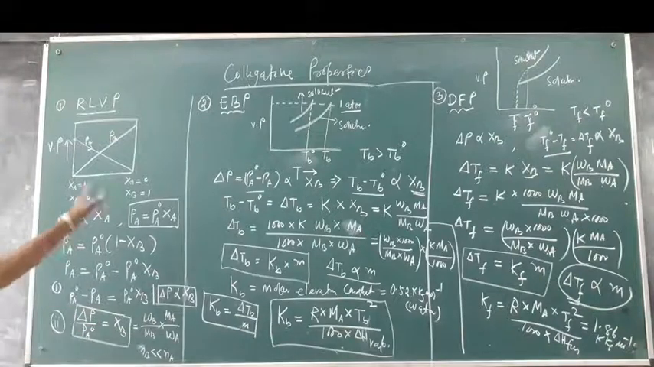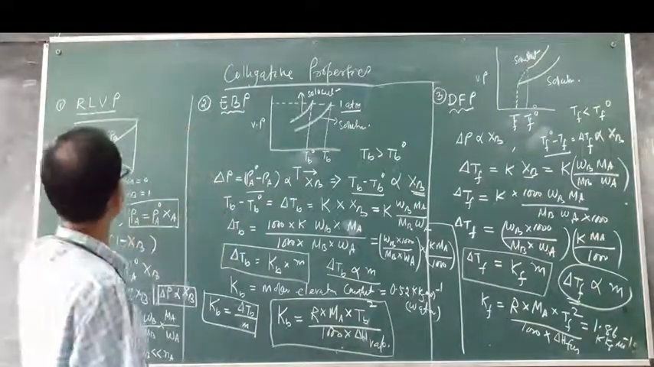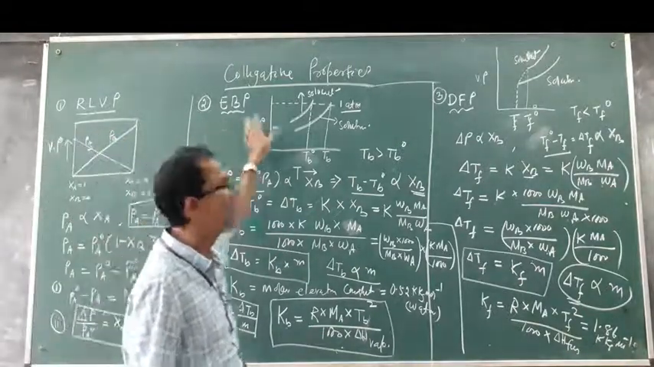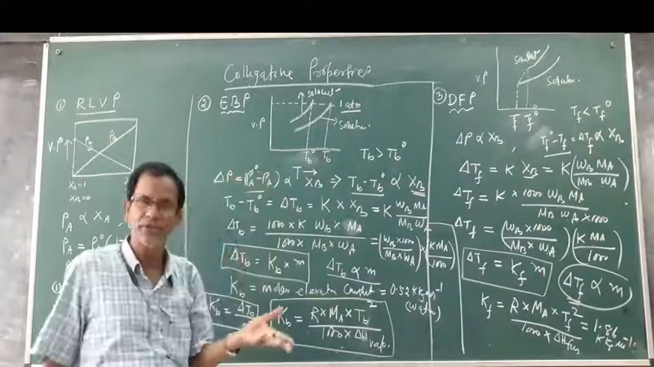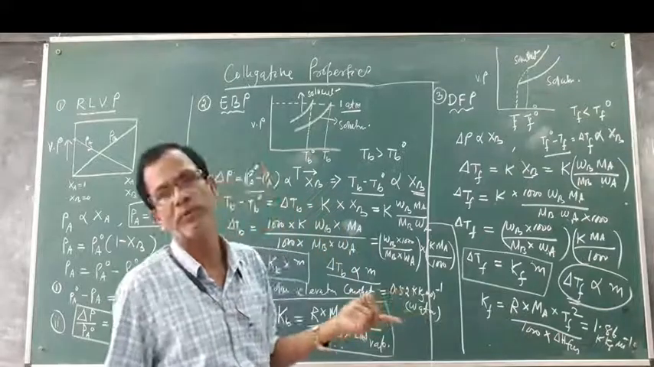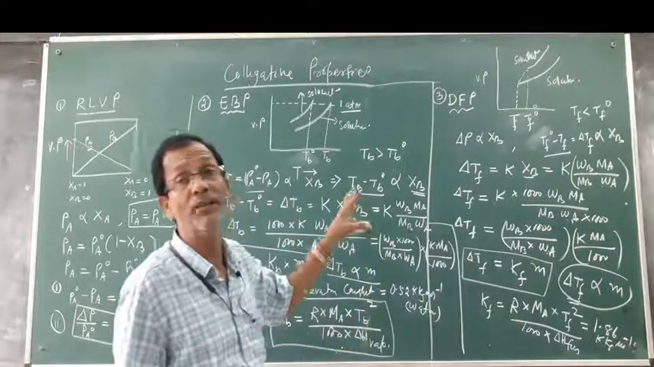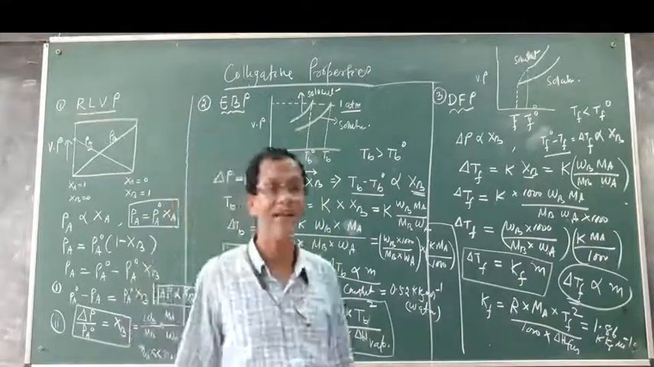So these are the three important colligative properties of a solution: relative lowering of vapor pressure, elevation of boiling point, and depression of freezing point. In the next lesson, we'll discuss the fourth colligative property, osmotic pressure, and all numericals related to colligative properties.